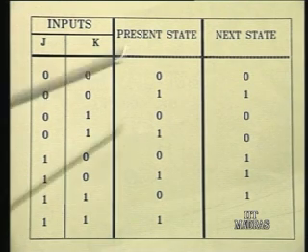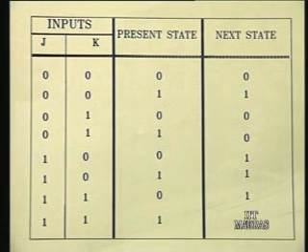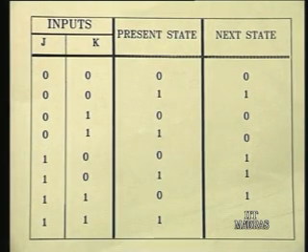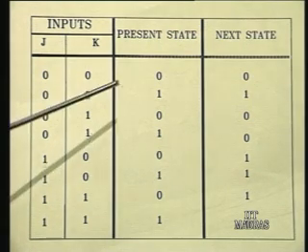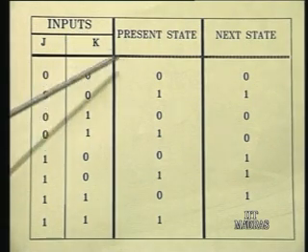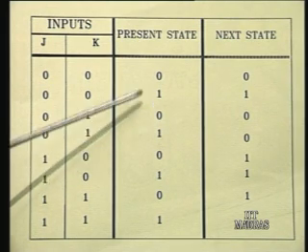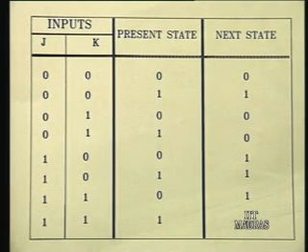Now, this excitation table actually gives the relationship between the present state and the next state for given inputs. In other words, it tells how this flip-flop gets excited by its inputs to assume the next state. That is why it's called an excitation table.